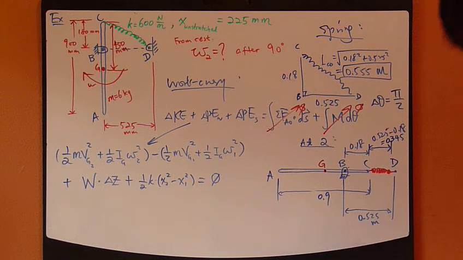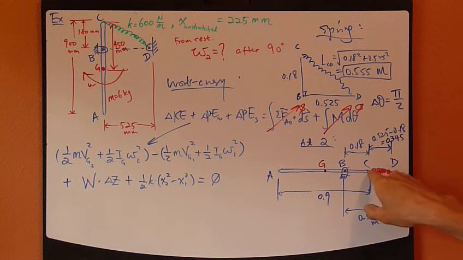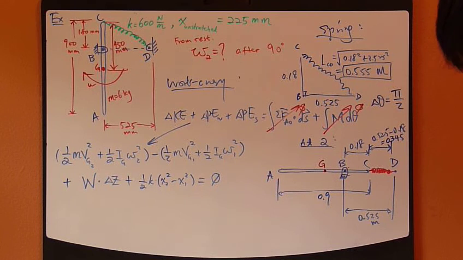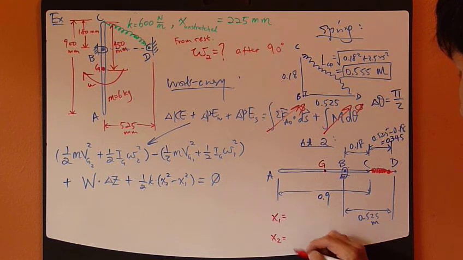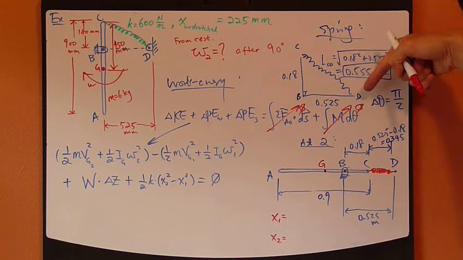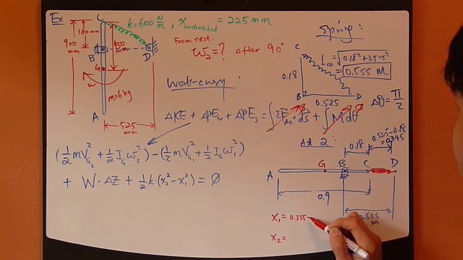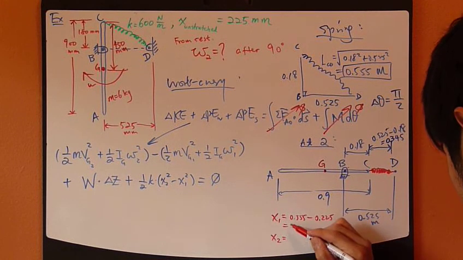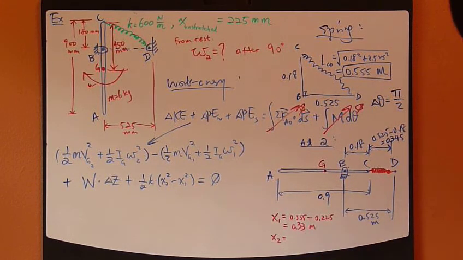Okay? So the change of length between the distance and the unstretched length for the spring, which is x1 originally, is the difference between the length, which is 0.555, minus 0.225. That's 0.33 meters. That's your x1.